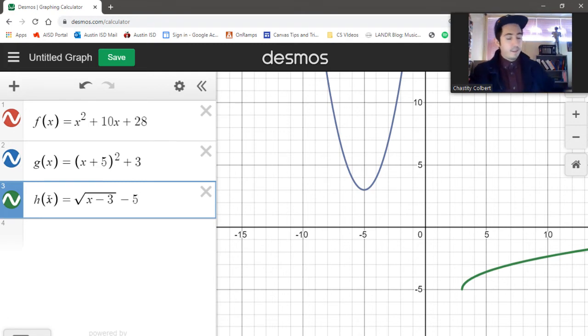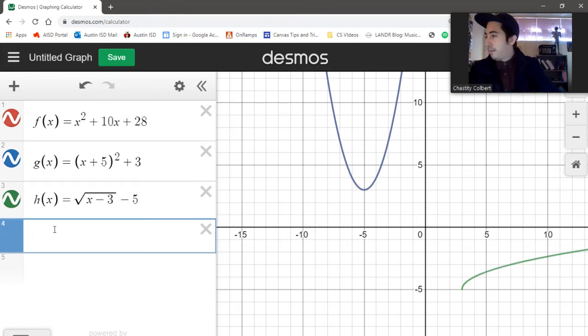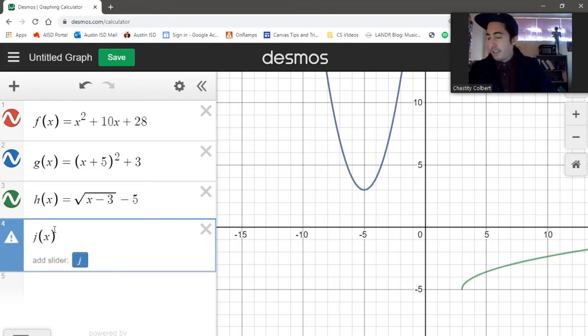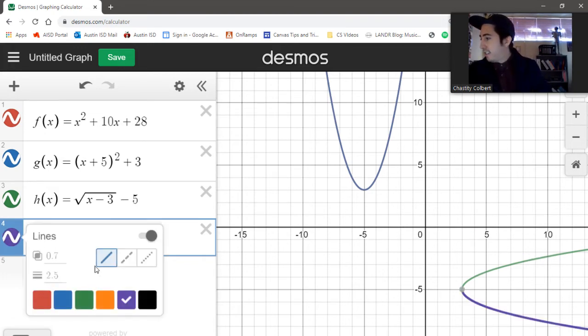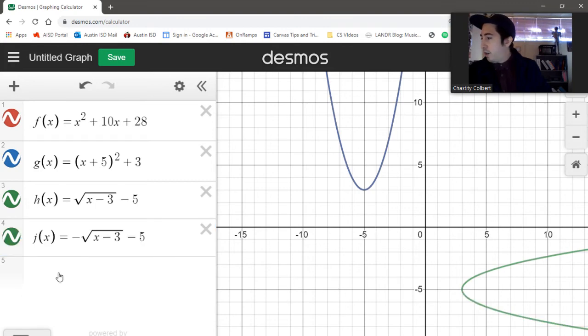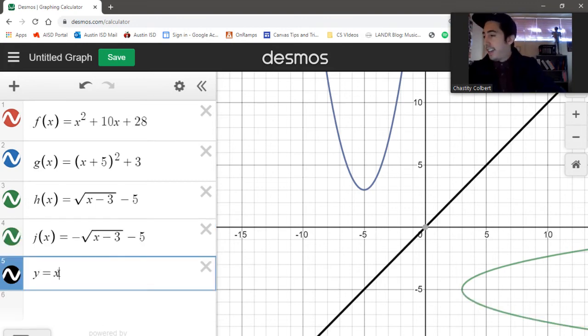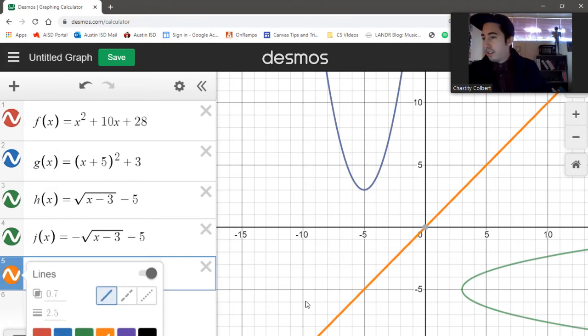And it really should be plus or minus. So for my graph, let me do another one here. I'm going to make this j of x. I'm just running out of names. So you could just use y the whole time. I don't know why I do function notation a lot. Negative sqrt x minus 3 minus 5. I'll make this green as well. And then I'll do one more line at y equals x. And I'll make this orange.